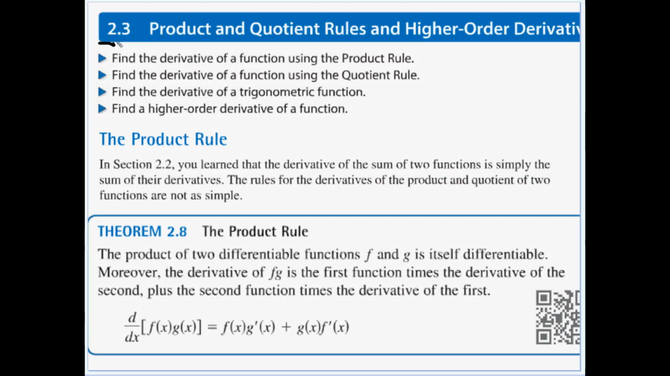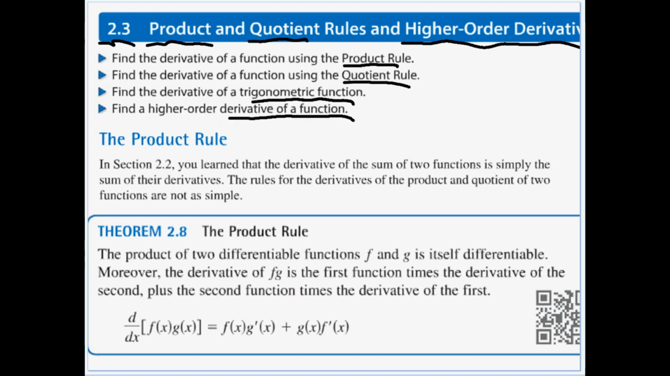In this video, we're going to look at section 2.3 from the calc book, and now we're getting into some higher derivative rules. We'll look at a product rule and a quotient rule, and we'll talk about some higher order derivatives. So our bullet points for the section: find the derivative of a function with a product rule, find the derivative of a function with the quotient rule, find the derivative of a trigonometric function, and find a higher order derivative of a function.